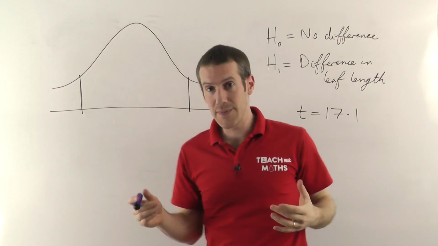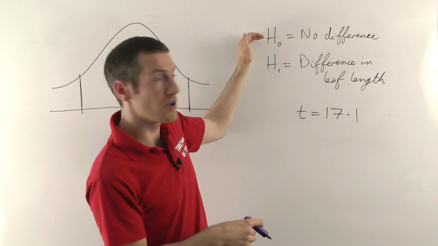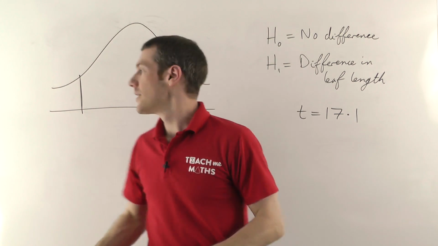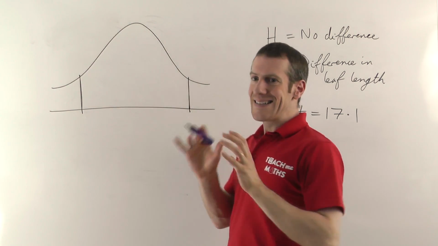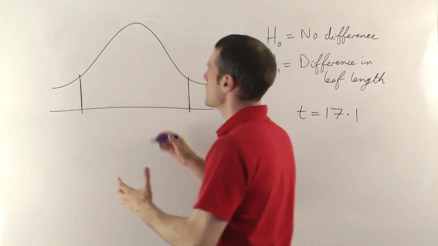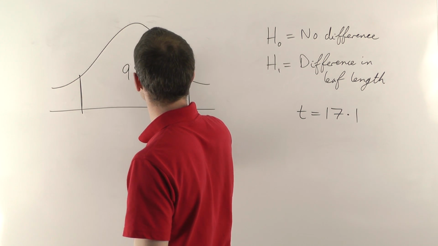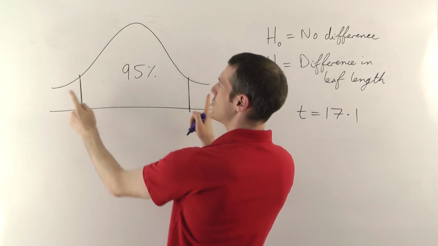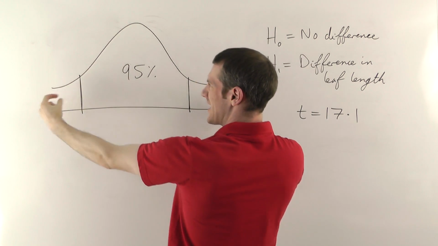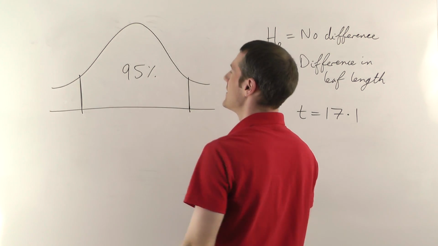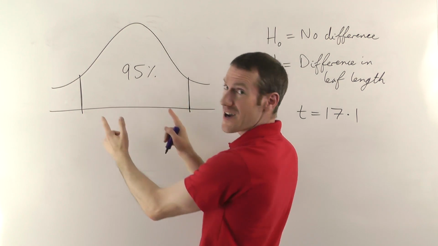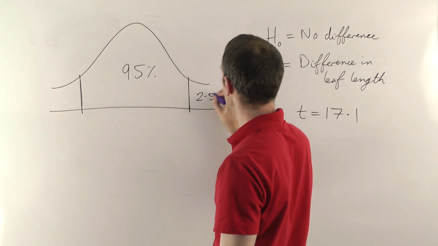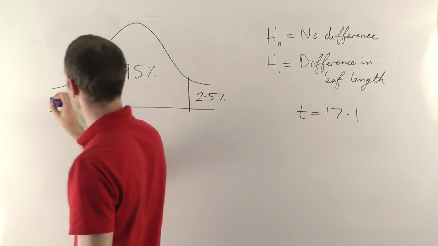Now, as I say, typically, in order to reject your null hypothesis and to accept that yes, there is a difference between the lengths of the leaves of the two bushes, you generally want to be at least 95% confident. So you want 95% here, which means you need 5% in the two extremes, the two tails. These are the tails, that's why it's called a two-tailed test. But if you're splitting 5% equally between these two halves, then that means you're going to have 2.5% here and 2.5% over here.